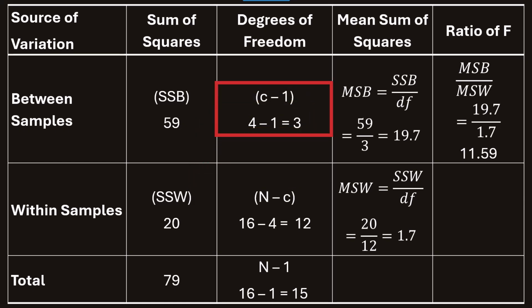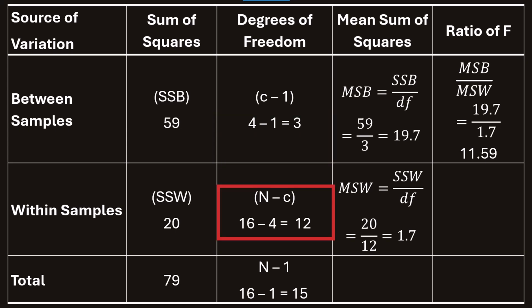The SSB degrees of freedom is C minus 1, that is number of columns or samples minus 1, 4 minus 1, 3. The SSW degrees of freedom is total number of observations in all the samples, that is capital N, minus C. You know what is C? It is the number of columns or samples. 16 minus 4, 12. The degrees of freedom of SST is capital N minus 1, that is 16 minus 1, 15.